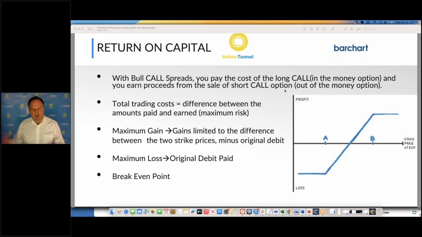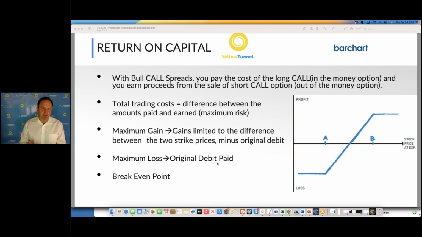Again, if the stock is trading at 480, you buy a 480, 485 spread, or a 480, 490 spread, then the debit that you're paying is the cost, right? So the maximum gain is limited to the difference between the two strike prices minus the original debit, right? And the maximum loss is the original debit price that you paid, right? So with a debit call spread, you can never lose more money than you pay. That's why it's a very popular strategy.